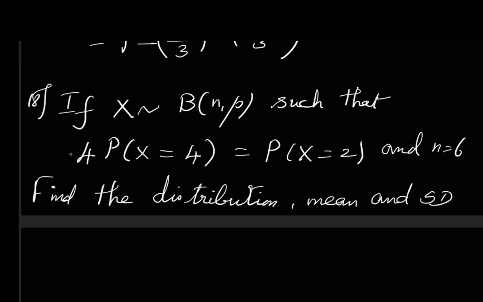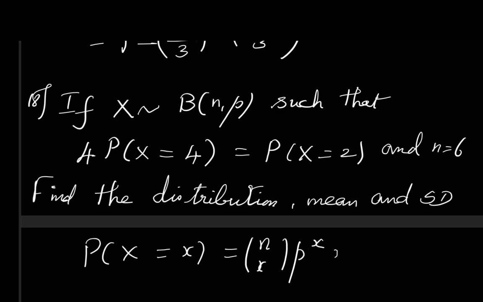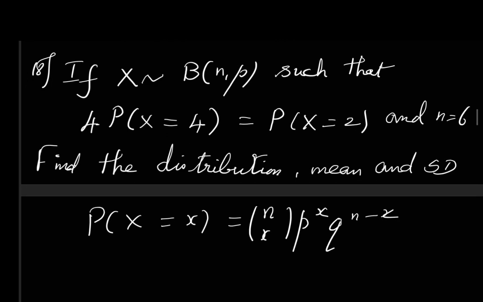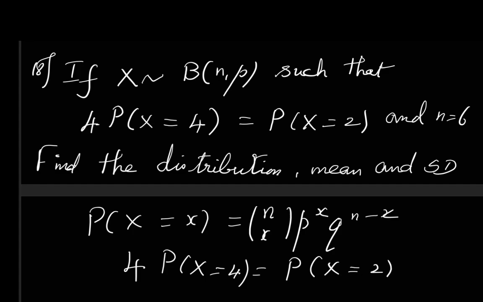Eighth sum. If X is binomial B of n comma p such that 4 P of X equal to 4 is equal to P of X equal to 2. First, let me write the binomial function: P of x equal to nCx, p power x, then q power n minus x, where q is 1 minus p. So take the statement 4 into P of X equal to 4 is equal to P of X equal to 2.